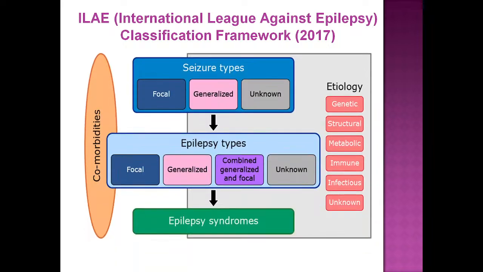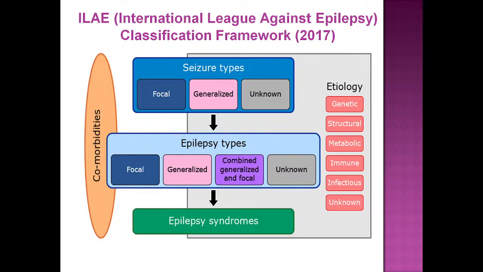Okay. Now, there is an international organization called ILAE. It stands for International League Against Epilepsy. This is an international scientific body. In 2017, they revised the classification of seizures and thereby the classification of epilepsy. They have a framework within which they classify at 3 levels. What are those 3 levels? Seizure type, then epilepsy type, and finally, does it belong to an epilepsy syndrome? Seizure type, these terms are very important.